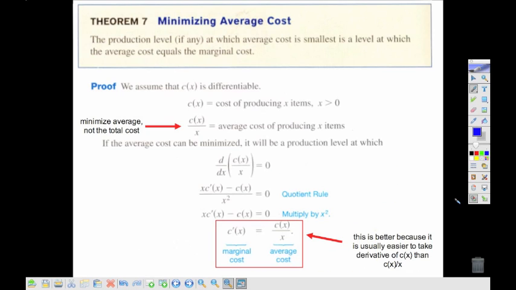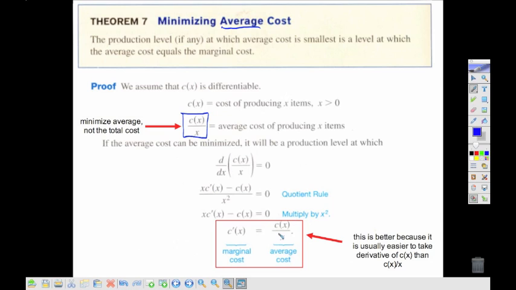The next part is minimizing average cost, and the key here is average cost. When we're minimizing average cost, this is what we're trying to minimize: our cost function divided by the number of units produced. So what we're really looking for is the derivative of this. If we're looking for the derivative of our cost divided by x, we would need to use the quotient rule to actually work that out. And if we solve that, move everything over, we end up with the marginal cost, c prime of x, equal to c of x over x. Okay, because we're getting our derivative of cost here, and that is actually our marginal cost.